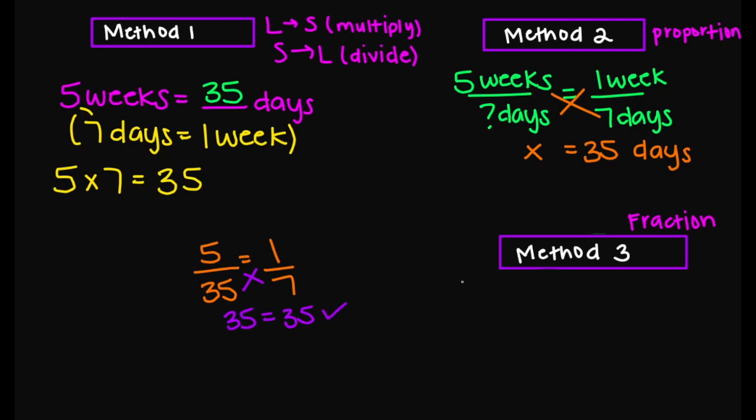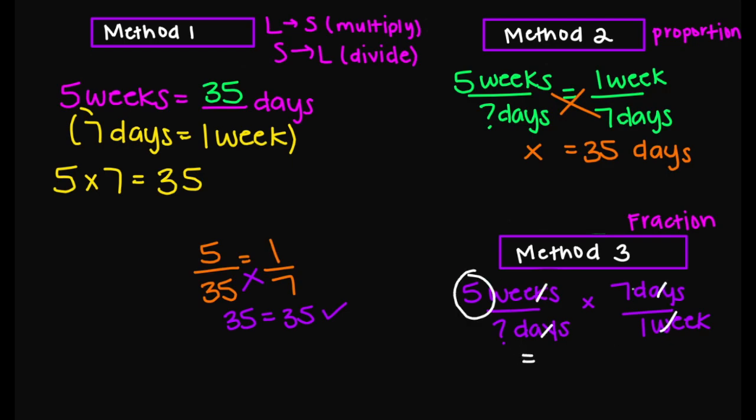Now let's look at method number 3. If we set up a fraction, so 5 weeks, my denominator, we do not know. This is going to be multiplied times my other fraction, 7 days up here. And then down here is going to be 1 week because 7 days equals 1 week. Now I'm just going to multiply across. When all of these units cancel out, I'm going to multiply across and you'll see you have 5 times 7. This is going to be 35. So your answer here as well is going to be 35 days.